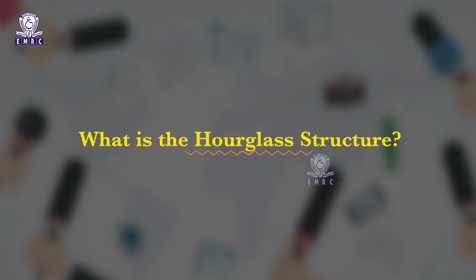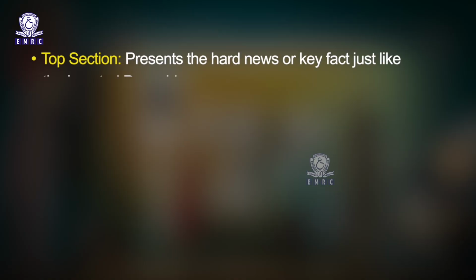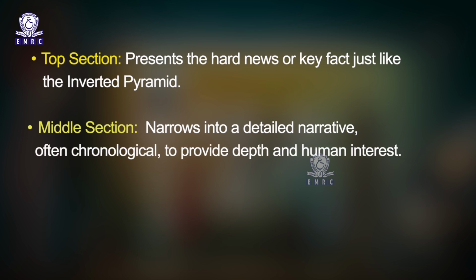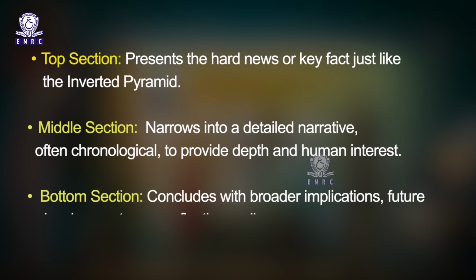Let's understand this. Imagine an hourglass, as shown in the sample picture: wide at the top, narrow in the middle, and wide again at the bottom. This structure mirrors that shape. The top section presents the hard news or key facts, just like the inverted pyramid. The middle section narrows into a detailed narrative, often chronological, to provide depth and human interest. The bottom section concludes with broader implications, future developments, or a reflective ending.